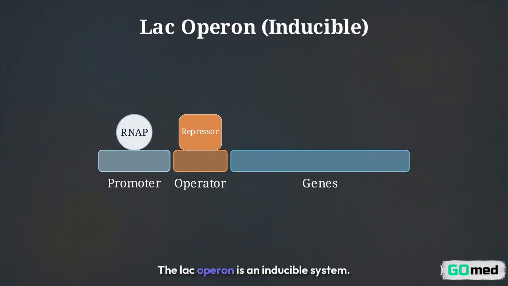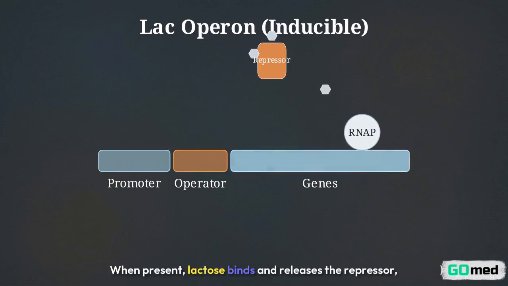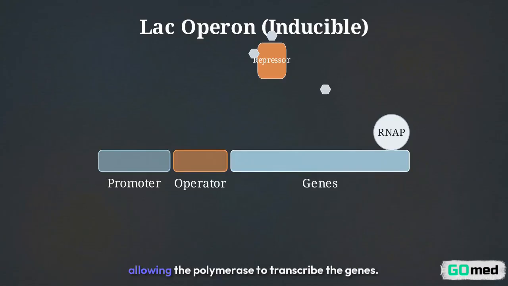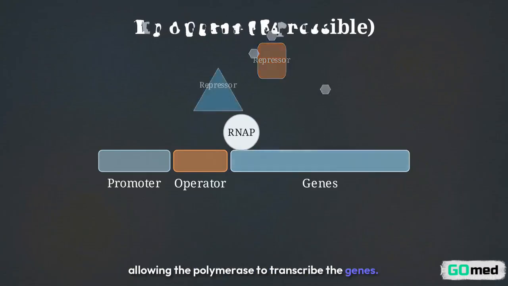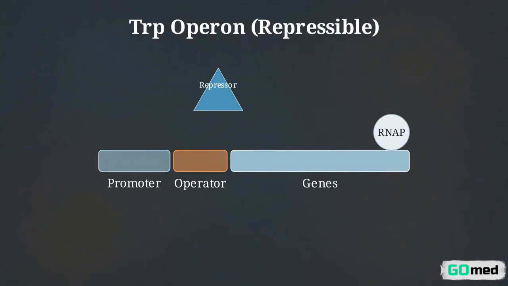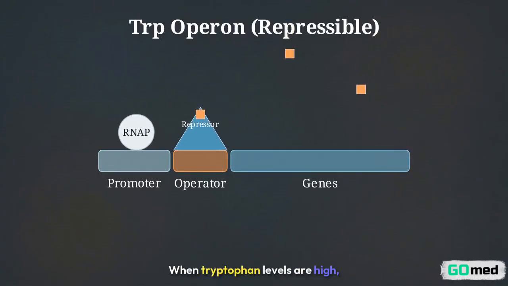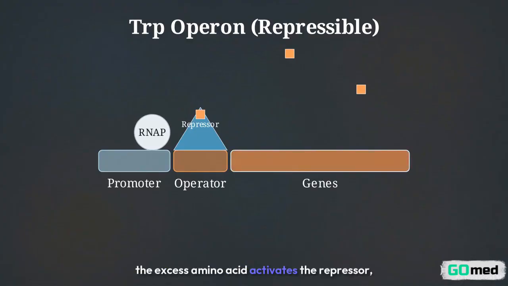The lac operon is an inducible system. By default, a repressor protein blocks RNA polymerase from transcribing genes for lactose metabolism. When present, lactose binds and releases the repressor, allowing the polymerase to transcribe the genes. Conversely, the TRP operon is active by default, continuously synthesizing tryptophan. When tryptophan levels are high, the excess amino acid activates the repressor, halting further production to prevent wasting energy.